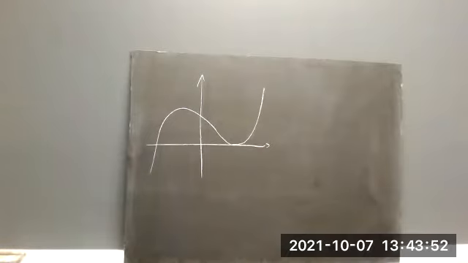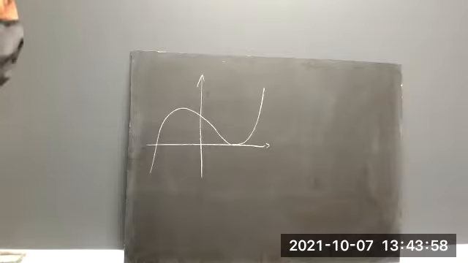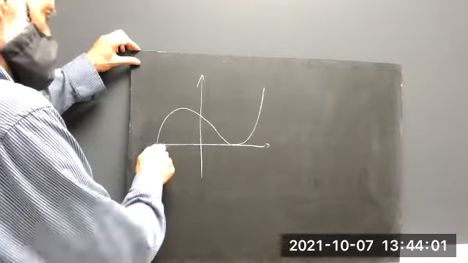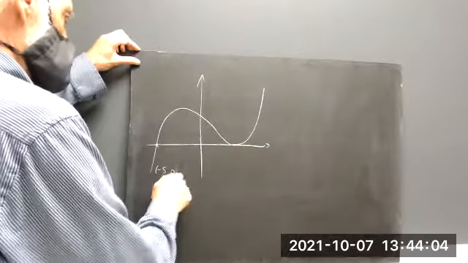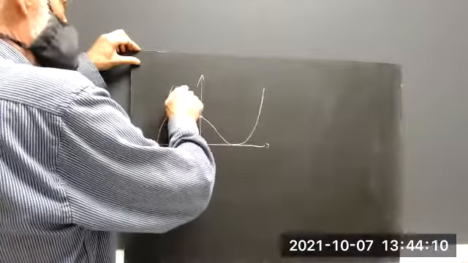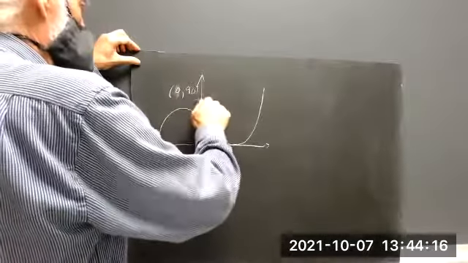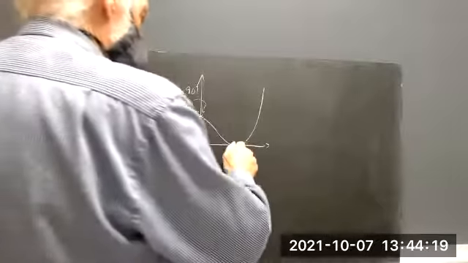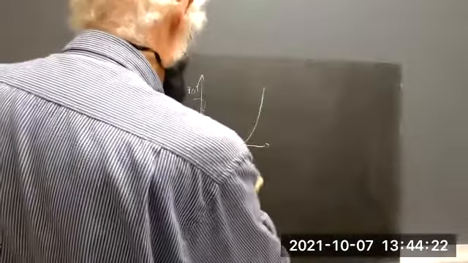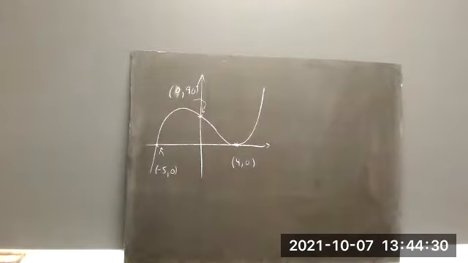Okay, what is this function? Well, first of all, I better give you a little more information. Okay, let's say that this intercept is at -5, 0. This intercept is 0, 90. And this intercept is at 4, 0. What can you tell me about the factored form of this polynomial?